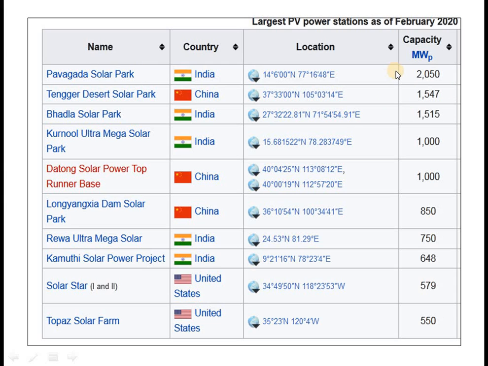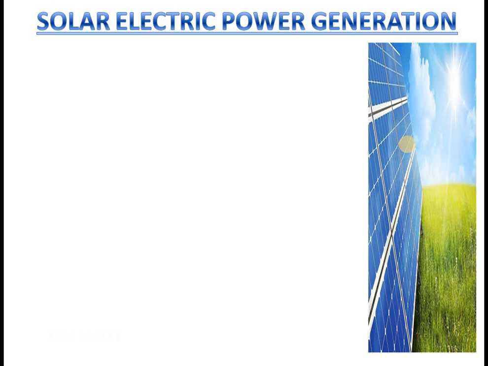It's the biggest one in the world with more than 2000 megawatt electricity produced by this solar power park, where solar energy is converted into electrical energy by using certain solar panels. You can see how seriously India is concerned about generating solar based electricity, and all the other countries are coming below India. This will show you the significance of this solar electric power, which essentially uses some panels.